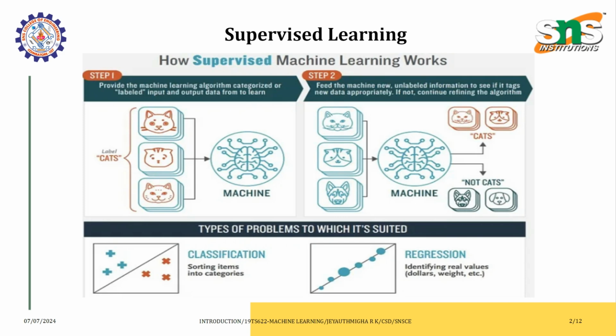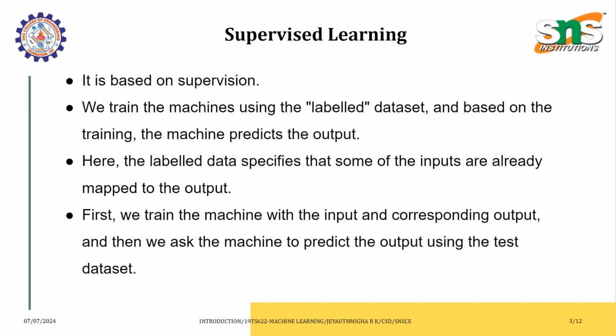So in supervised learning, we have two categories. One is classification, the second one is regression. Let's see about this in detail in the next class. Today, let's explain in detail about supervised learning.